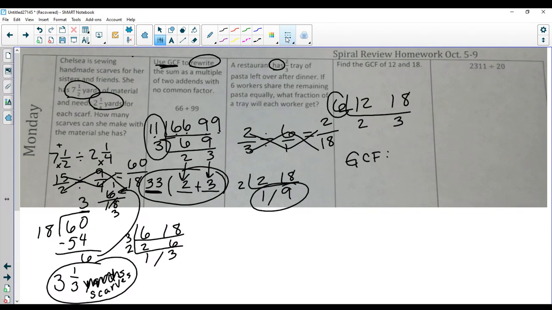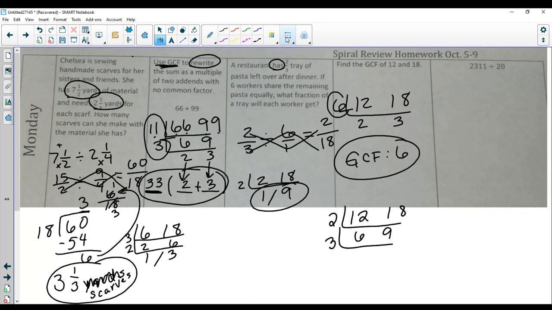You could have done, let's say you didn't know what the GCF was, you could have divided by 2 and you would have gotten 6 and 9, and then divided by 3 and got 2 and 3. And then how would I find my GCF from here? Multiply 3 times 2. 2 times 3 is 6. We've got the same answer.